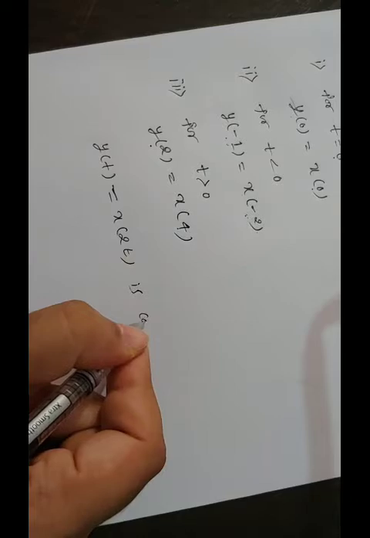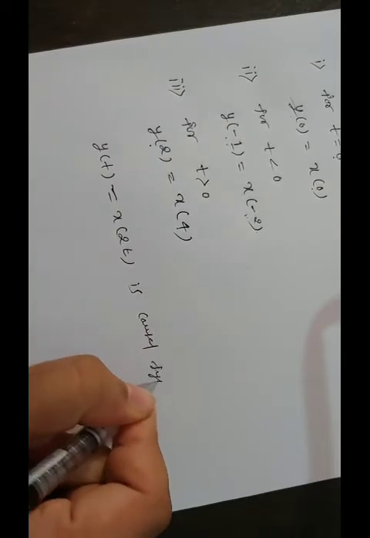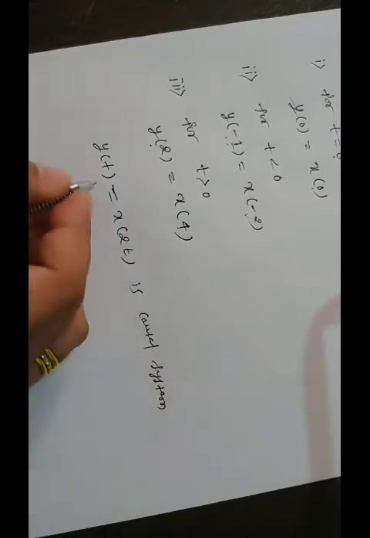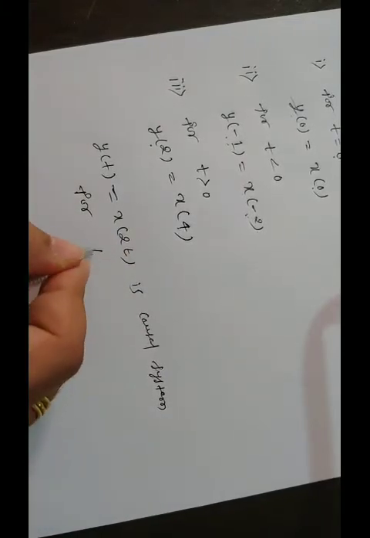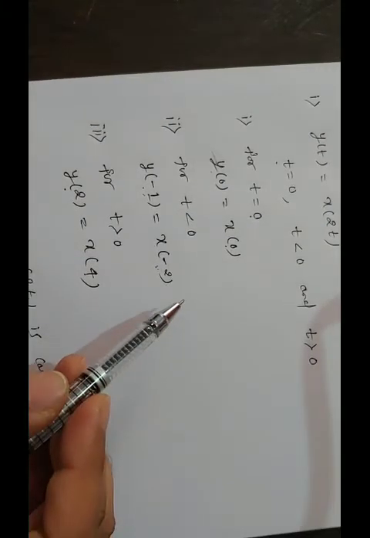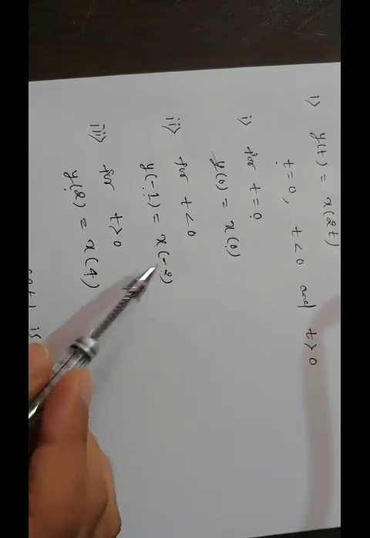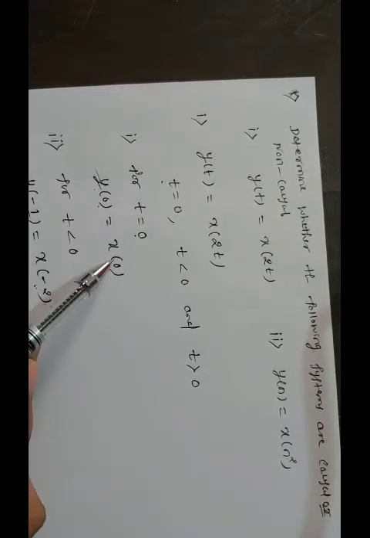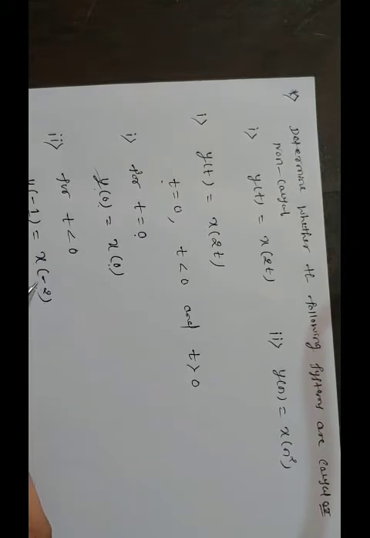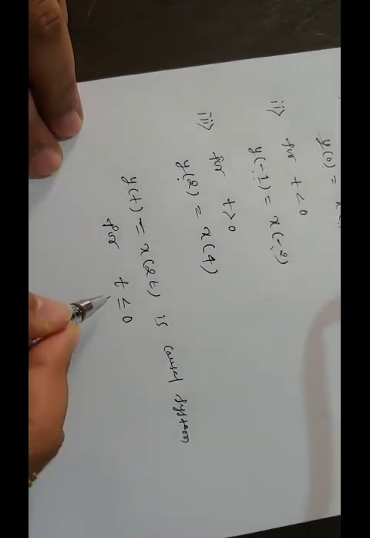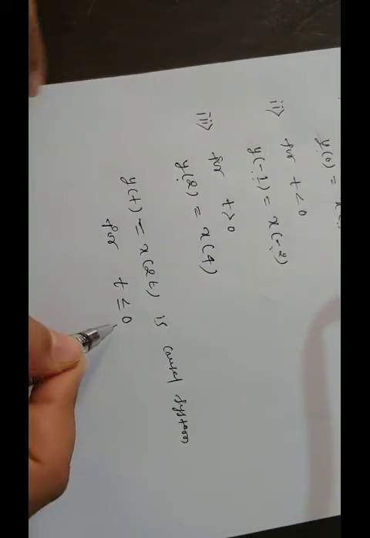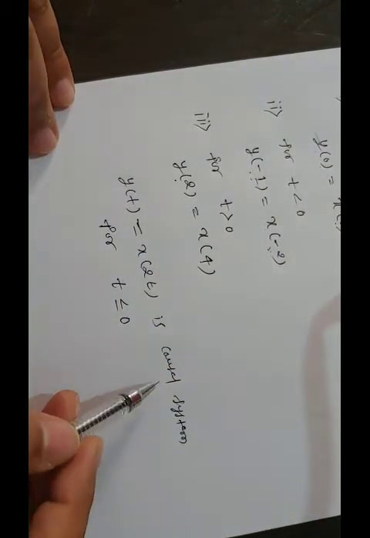is a causal system for t less than or equal to 0. Causal means, as we have already defined, that if its output depends on present and past values, then we call it a causal system. Look here, for t equal to 0, it depends on the present value. If t is less than 0, it depends on the previous values. So combining t equal to 0 and t less than 0, I am writing it as t less than or equal to 0. For this, the system behaves as a causal system.